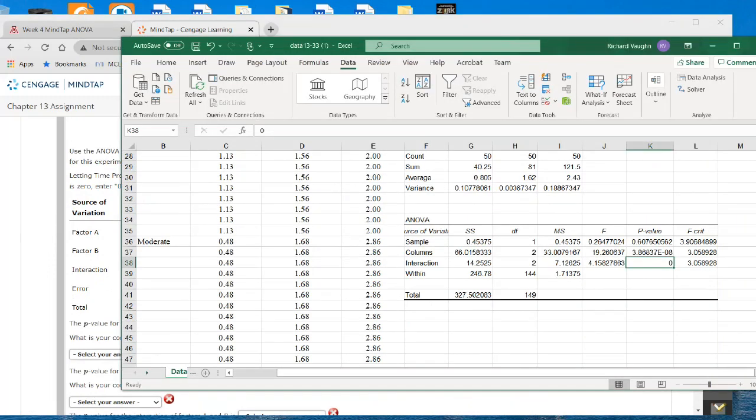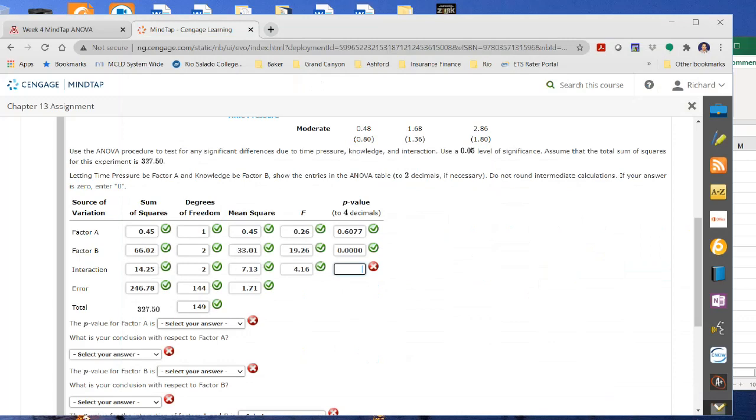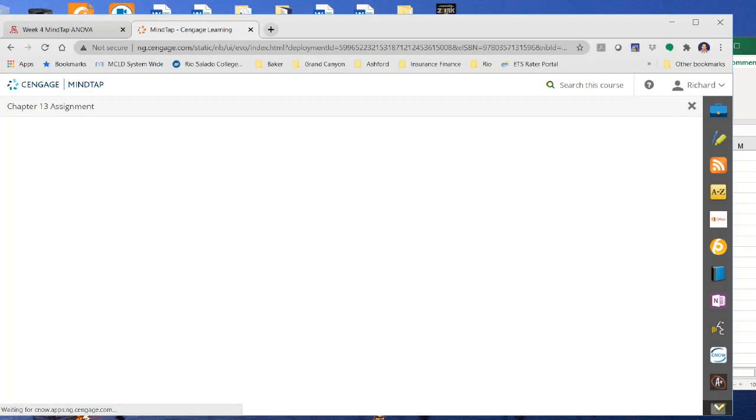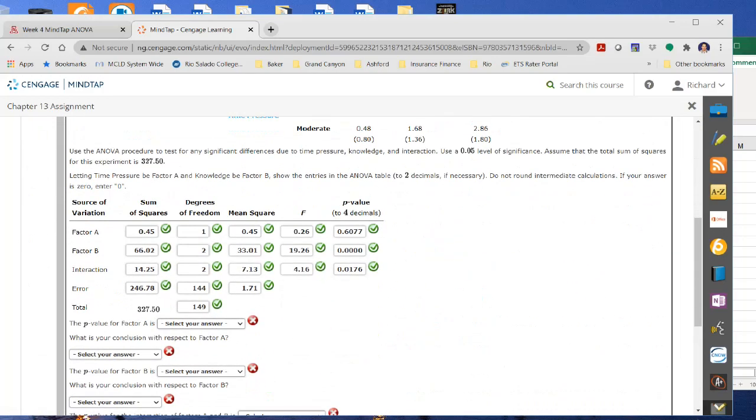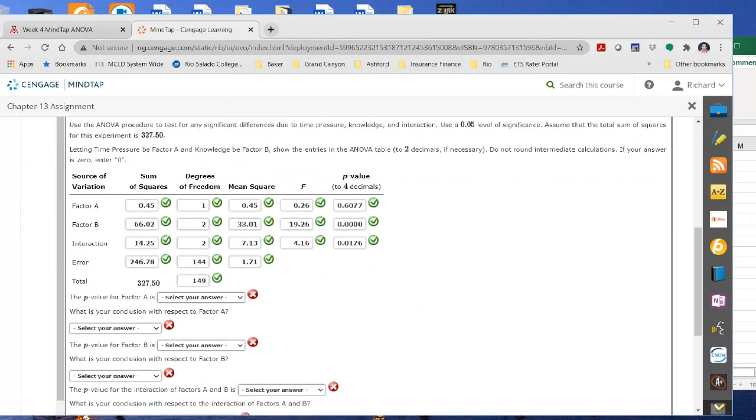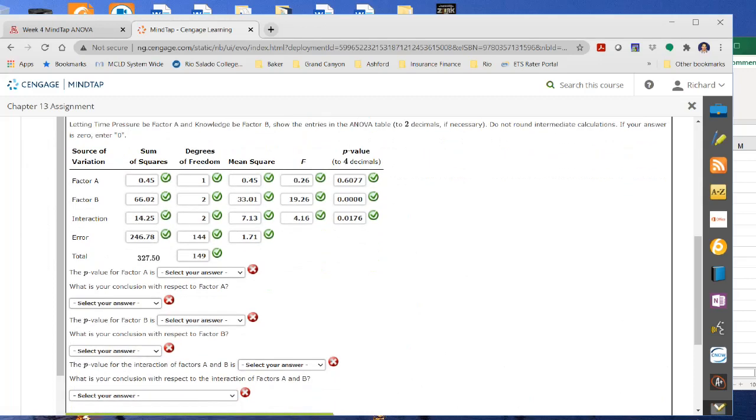All right, and finally, I'll do this one. So I'm going to do equals F.DIST.RT. I'm going to use my F value, my degrees of freedom value, and then my within degrees of freedom, error degrees of freedom, and I'll get a p-value of 0.0176. All right, and so now I filled out my whole ANOVA table. All that's really left to do is to answer these questions at the bottom.